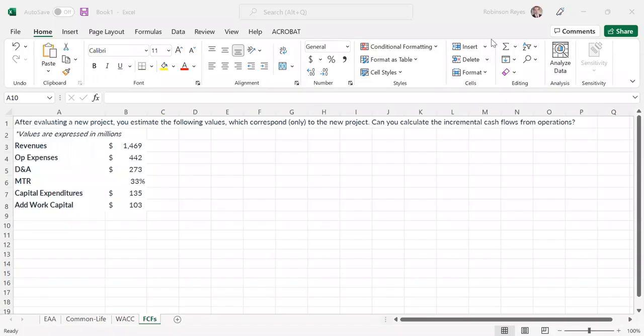Hi to all. In this video, we will quickly calculate the incremental cash flows from operations. One important thing is if we have the following information: revenues, operating expenses, depreciation, and amortization. We have a marginal tax rate, capital expenditures, and additional working capital.